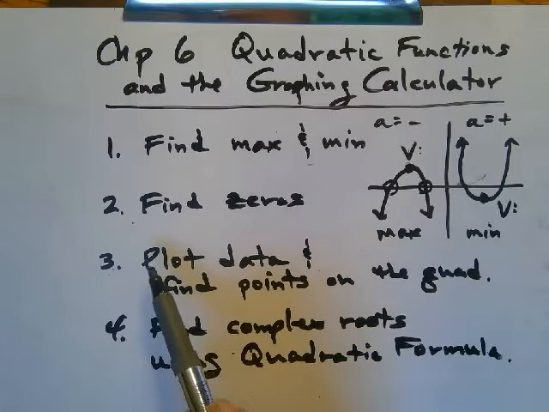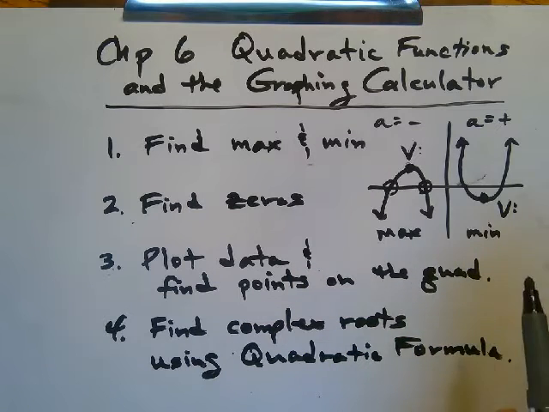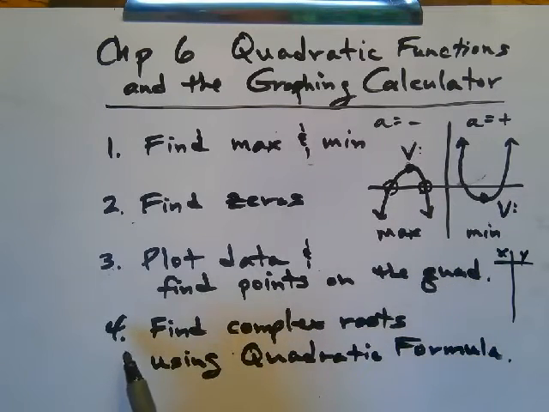And then we're going to spend most of the time here talking about plotting data and finding points on the quadratic. We're going to give you a whole table full of data, and you're going to put that into your data table. And then finally we're going to show you how to find complex roots using the quadratic formula. The quadratic formula is necessary here because complex roots are not real, and they don't appear on the graph. They are there, but they are not visible on the graph, so you can't use the graphing calculator to do that. And I'll go over all of those things.